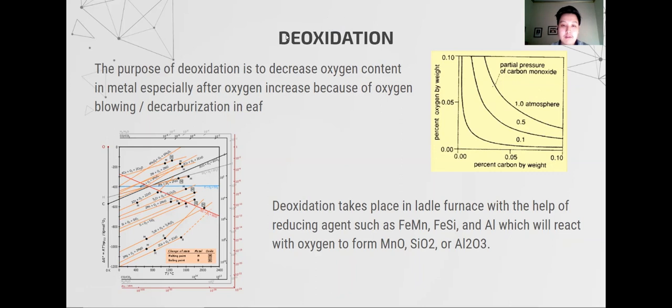Now, one of the main purposes of the ladle furnace is the deoxidation process, which is used to decrease oxygen content in metal, especially after oxygen increase because of oxygen blowing or decarburization in the electric arc furnace. As shown in the graph on the right side, with the decrease of carbon, there will be an increase of oxygen. For the deoxidation process in the ladle furnace, we use deoxidizing agents such as ferromanganese, ferrosilicon, or aluminium, which will react with oxygen in metal to form manganese oxide, silicon oxide, or aluminium oxide. Manganese, silicon, and aluminium are used based on the Ellingham diagram shown on the left side of the screen. They are located at the bottom part of the Ellingham diagram, which means that they react pretty easily with oxygen thermodynamically speaking.